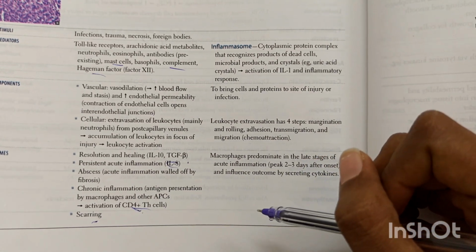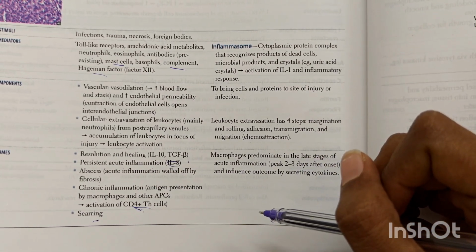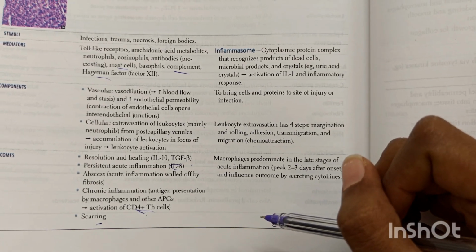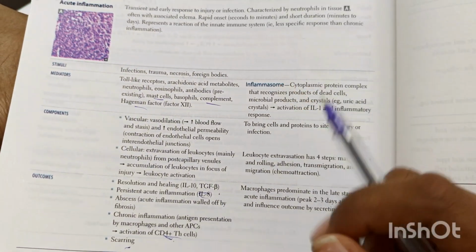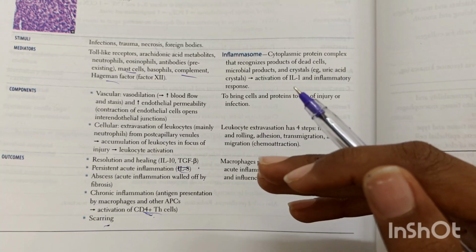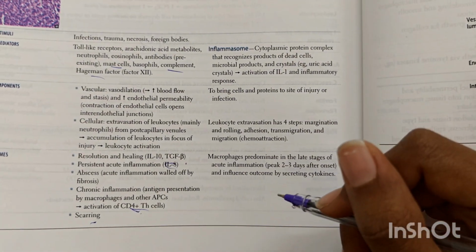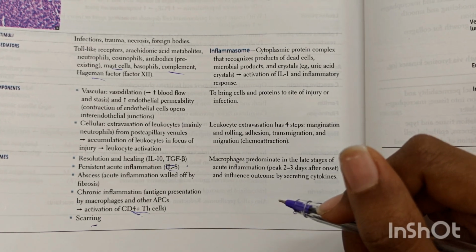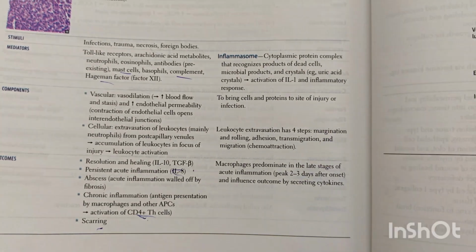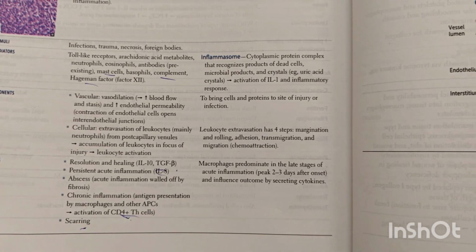So the macrophages predominate after 2 to 3 days of acute inflammation. Immediately after inflammation, you'll get neutrophils. After 24 hours, these neutrophils will go back after completing their work, and next the macrophages will come for 2 to 3 days, and they will start secreting mainly cytokines. Macrophages will secrete cytokines.